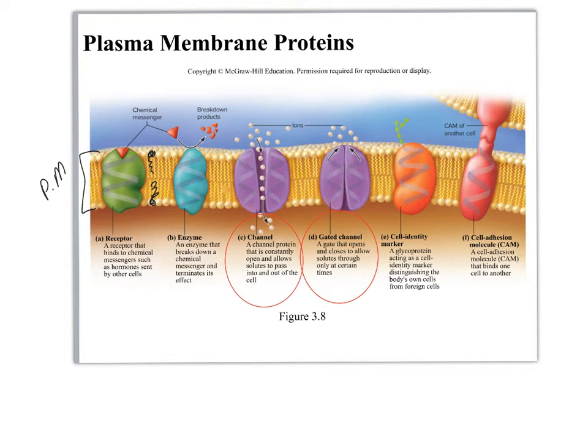Okay, now the next thing I want you to notice are the different types of proteins. These are transmembrane proteins, so they are embedded in the plasma membrane. They have different functions, and this is review. And you do need to know these, okay?